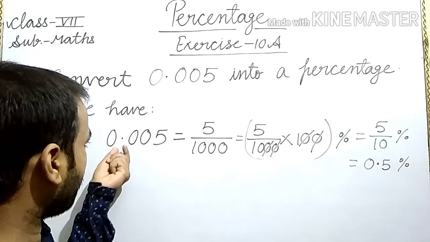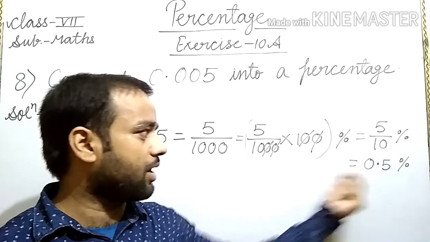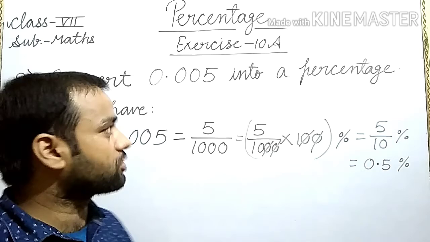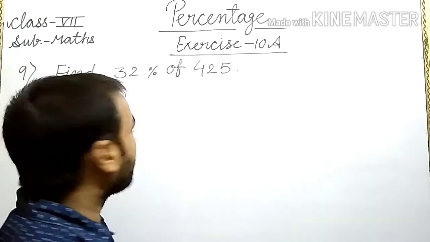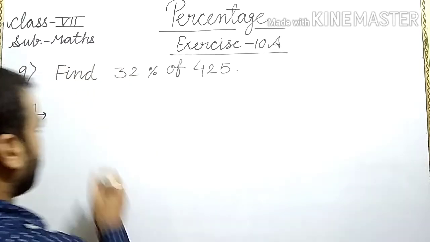Clearly, 0.005 is equal to 0.5%. Now let us discuss question number 9. In question number 9, find 32% of 425.